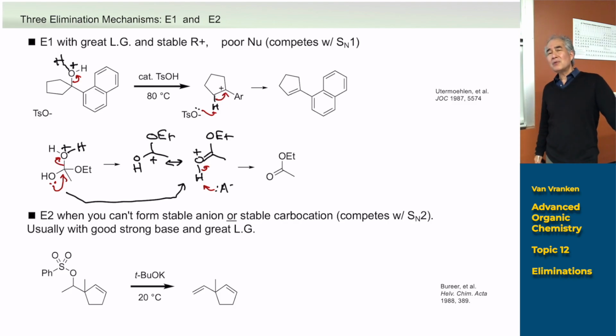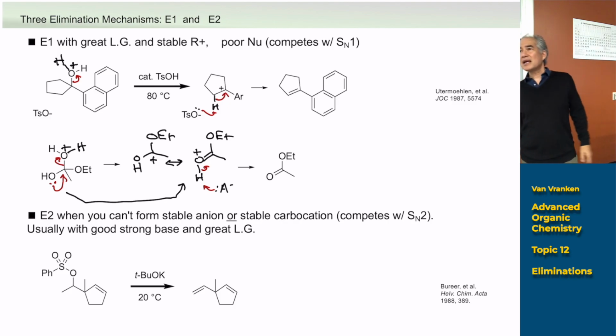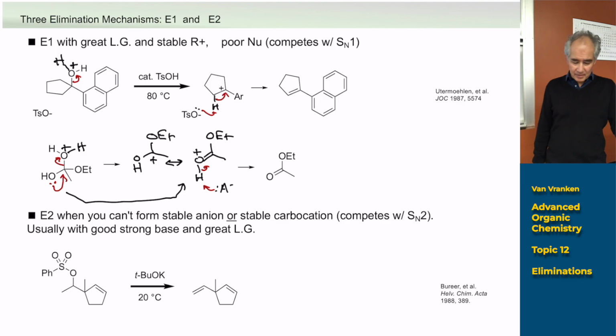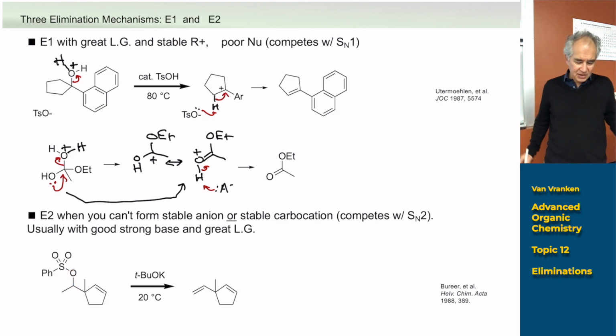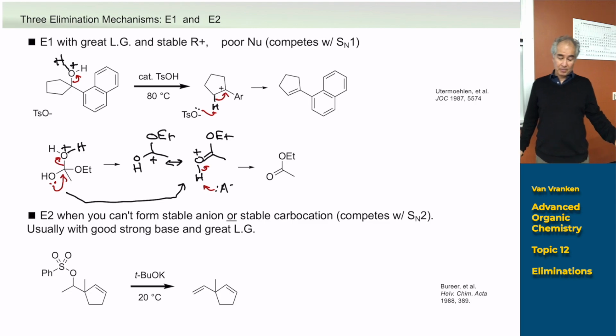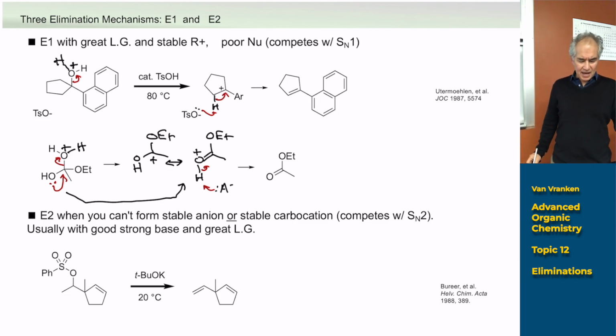Now sometimes you can't make a stable carbocation. There's going to be times like this case over here, down below, where you just can't make a stable carbocation, like that would be a secondary carbocation. That's a good leaving group. That's kind of like a tosylate. We call it a benzene sulfonate leaving group. That's a great leaving group, but if you make that pop out, you're going to get this secondary carbocation that's not good. Now, fortunately, we have a strong base under these conditions.